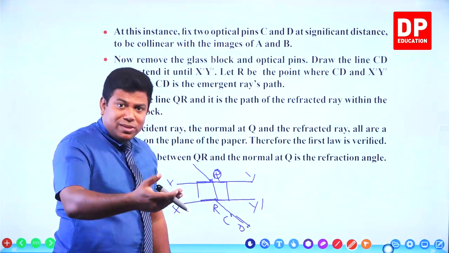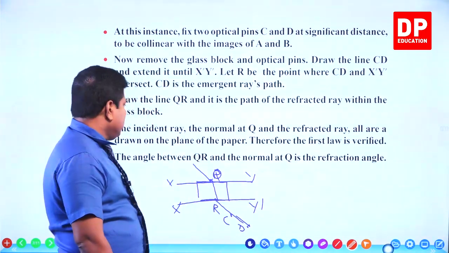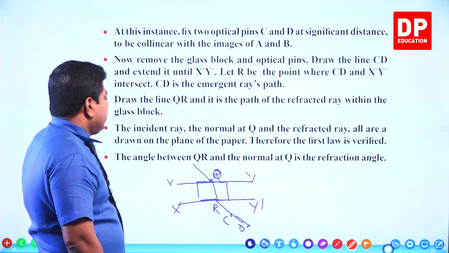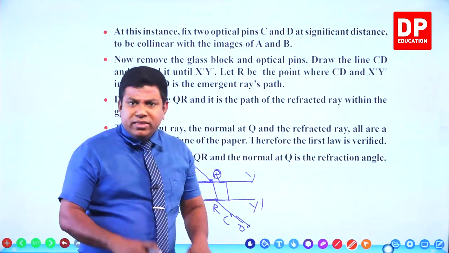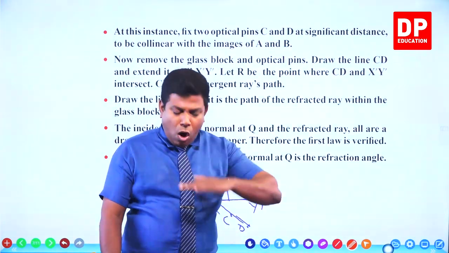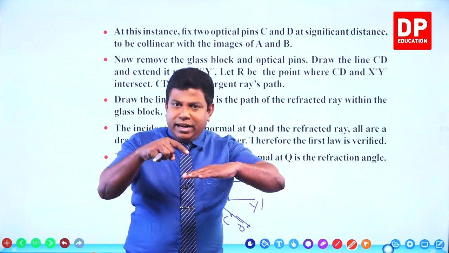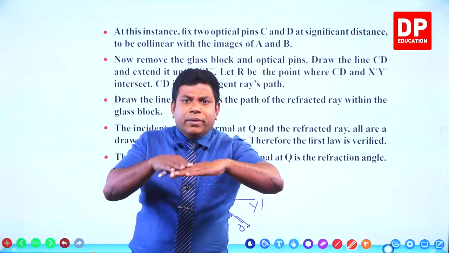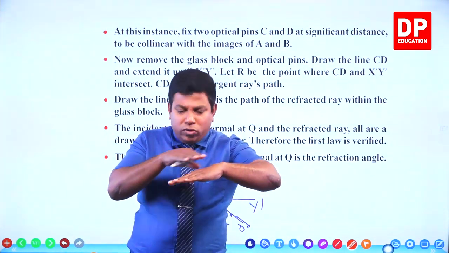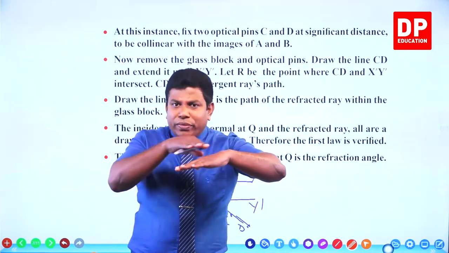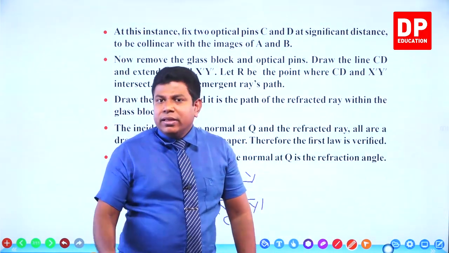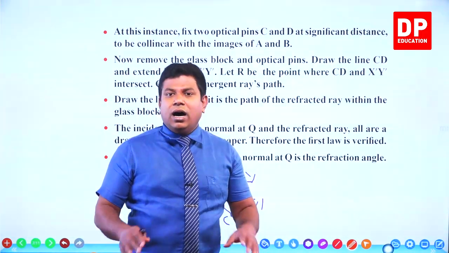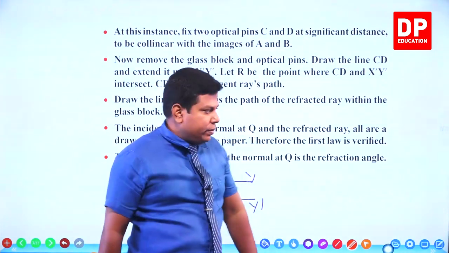So I told you we can't observe them directly, but this is how we are going to find it. The incident ray, the normal at Q, and the refracted ray all are drawn on the same plane of the paper. Now see, once we have done this experiment, how are we drawing the lines? On the paper, you are going to draw the incident ray, normal, and the refracted ray. Which means all three are on the plane. Plane of what? Plane of paper. On the same paper. Paper is a plane, right? On the same plane, you are drawing all three, which means the first law of refraction is verified, that those three are on the same plane.